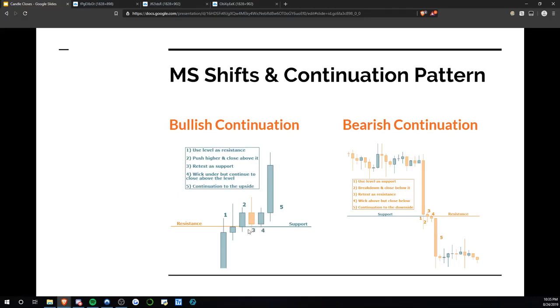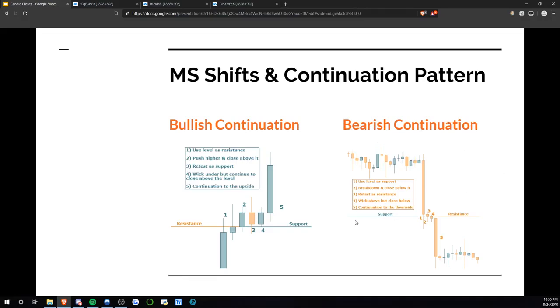Price just retests this level as support now. It also pushes below it and closes above it. So what this tells me is that buyers are strong enough to hold that level now, shows enough buying interest, and you can expect price to continue to the upside. And it's the opposite for a bearish continuation.